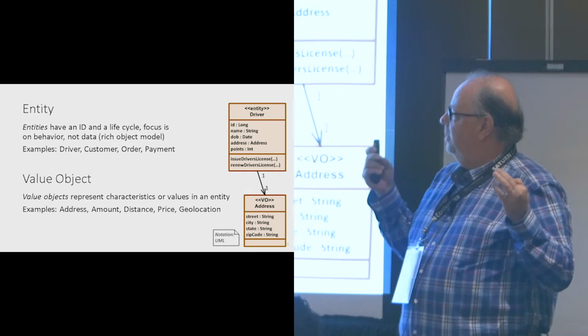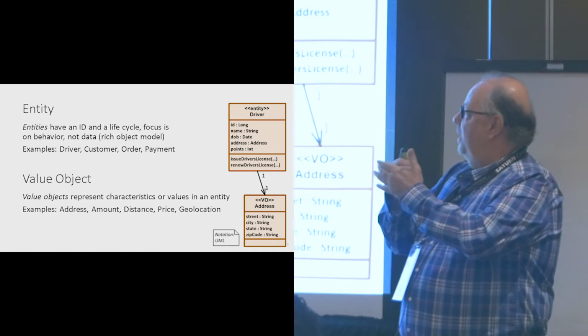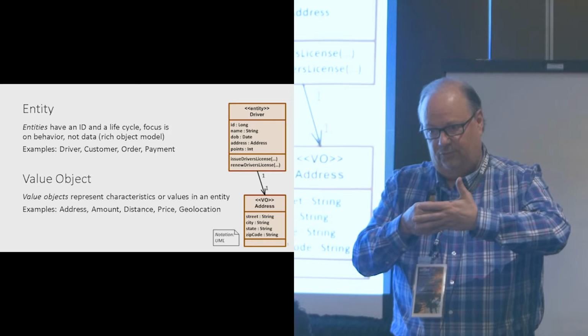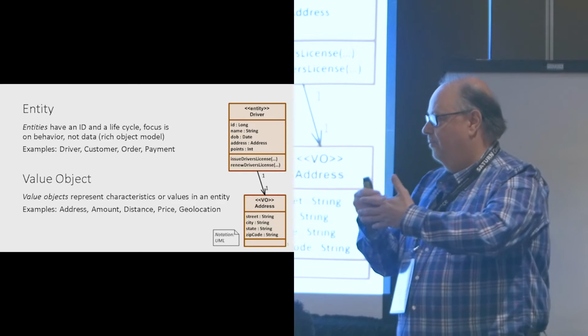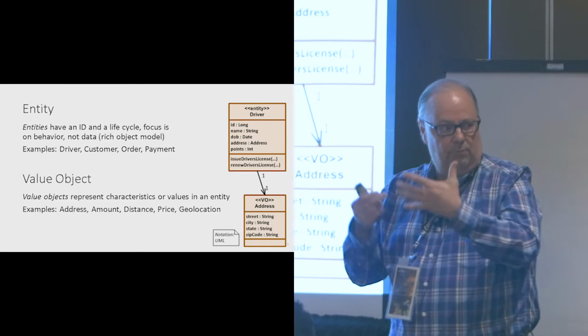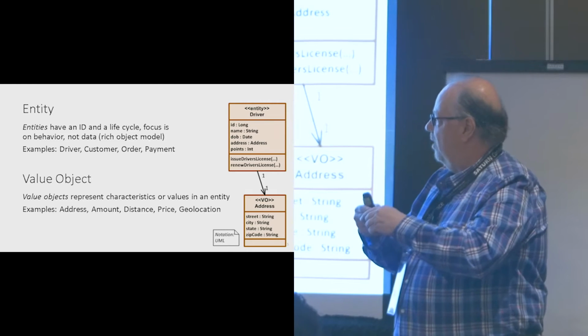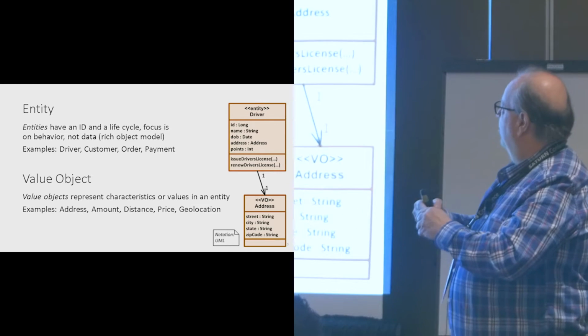And they have an ID and life cycle. They definitely have behavior. It's not like the dumb data objects, the simple type of whatever. They're really smart objects. They have not only values, but behavior with it. You can think about drivers and customers and order payment.